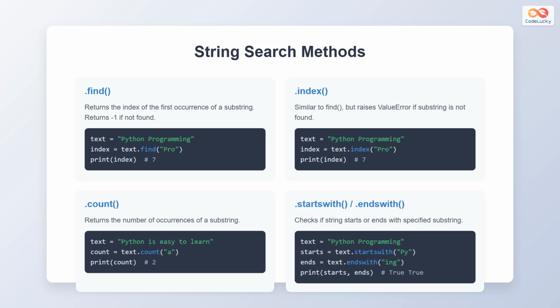The .count() method returns the number of occurrences of a substring within a string. For example, if you have the text "Python is easy to learn" and you count the occurrences of the letter "a", the method will return 2. Lastly, we have the .startswith() and .endswith() methods. These methods check if a string starts or ends with a specified substring, respectively. They return Boolean values, either True or False. For example, if you have the text "Python programming", startswith("Py") will return True, and endswith("ing") will also return True.